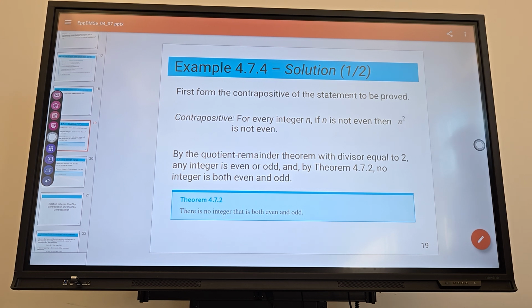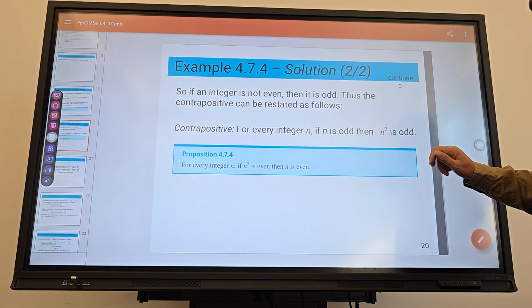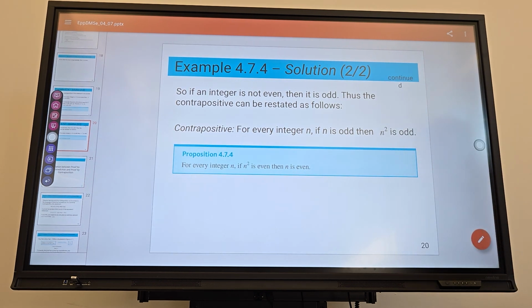By the quotient remainder theorem, with divisor equal to 2, any integer is either even or odd. By theorem 472, no integer is both even and odd. So if an integer is not even, then it is odd. Thus, the contrapositive can be restated as: for every integer n, if n is odd, then n squared is odd.